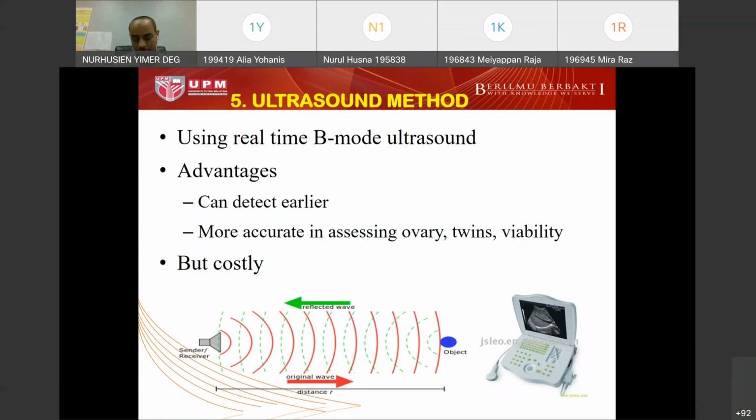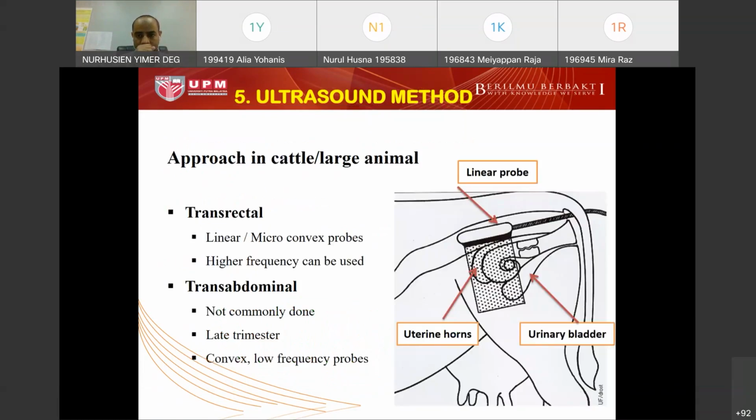But again, the drawback with this method is the cost. Obviously, it is not available everywhere, as your own hand is for rectal palpation. So that is something considered a disadvantage. Technically, as I mentioned, this has been part of your diagnostic imaging course last year, and it's just a kind of revision, so you know it.